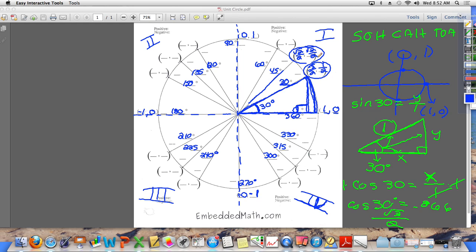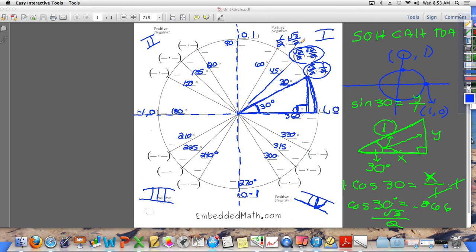Okay, so let's do it. 60 degrees, quickly. What is the cosine of 60 degrees? 1/2. Find the y value. You do the sine of 60 degrees. You get 0.866, which is the square root of 3 over 2. So it's 1/2, square root of 3 over 2.